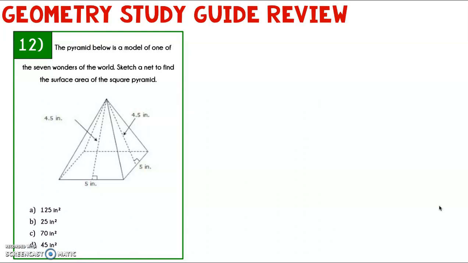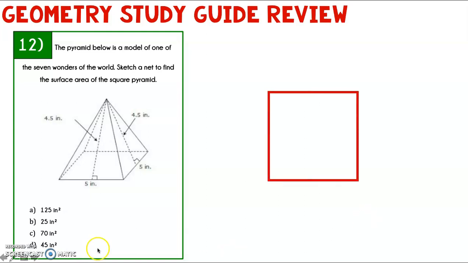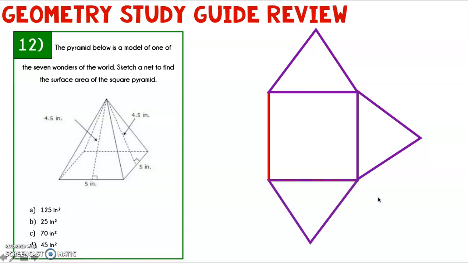So first thing we're going to do is draw the square bottom. This is a square pyramid. So we're going to draw the square bottom. Then we're going to attach our triangular sides. So here's my first triangular side, second triangular side, third triangular side, and then my fourth triangular side. So there's our square pyramid net.